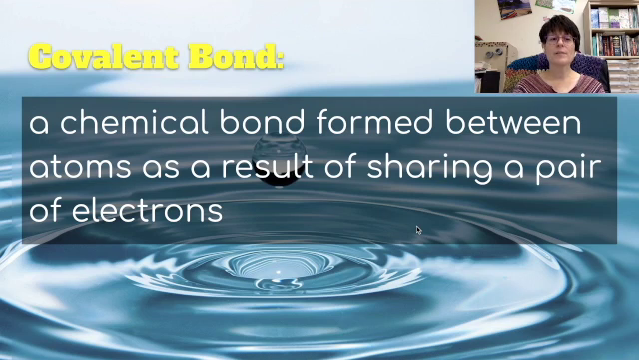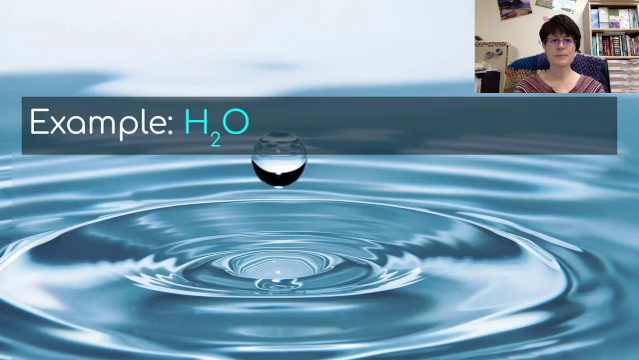There are also covalent bonds. Now, a covalent bond is a chemical bond formed between atoms as a result of sharing a pair of electrons. So instead of completely transferring the electron, it's shared in the bond. An example is water, H2O. These are covalently bonded. It will not break up into H positive and O negative or O2 negative ions. It does not do that. It is sharing those electrons.